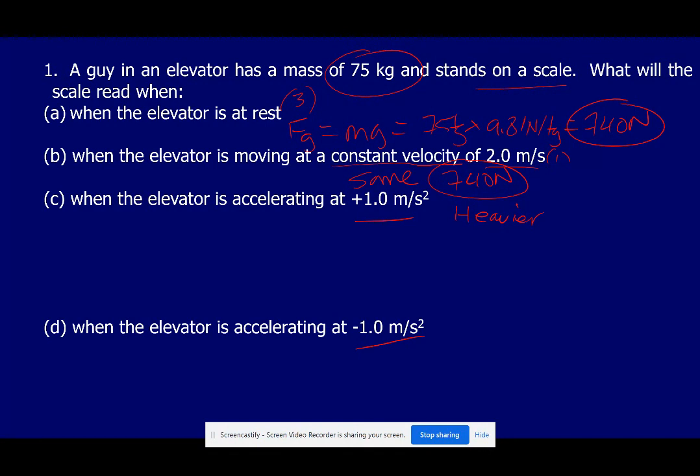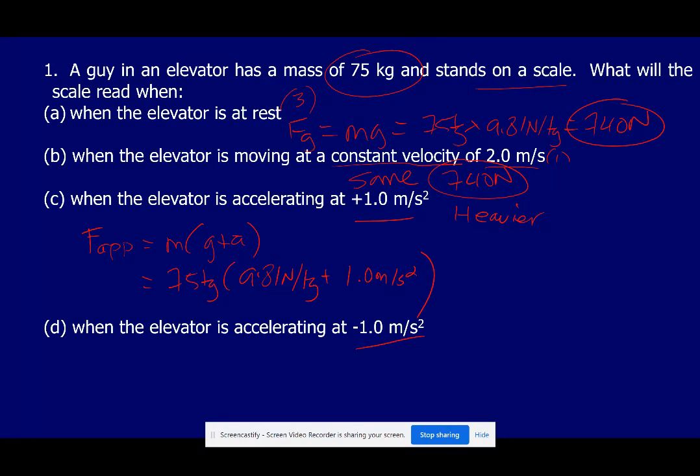So if I do this apparent weight calculation, I'm expecting to get a value greater than 740 newtons. So let's see what I get. We use the apparent weight formula now because we are accelerating, and that's going to be m times (g plus a). So that's 75 kilograms, 9.81 newtons per kilogram, plus 1 meter per second squared.